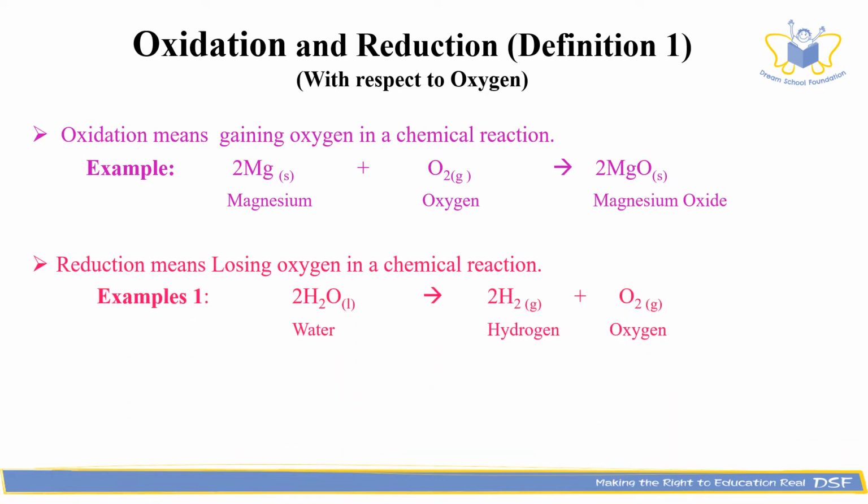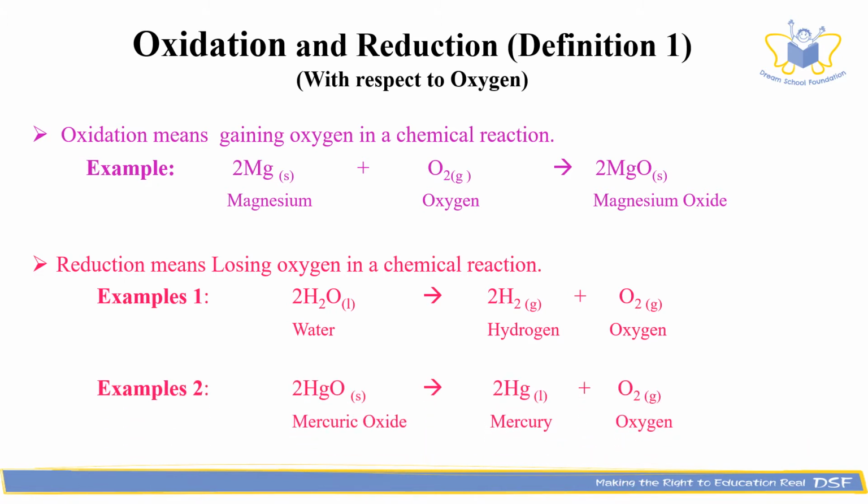Example, water can be reduced to hydrogen by passing electric current. Similarly, the second example, mercuric oxide can be reduced to mercury by heating it. Again, it loses oxygen. So, to conclude, when oxygen is gained, it is called oxidation. When oxygen is lost, it is called reduction.